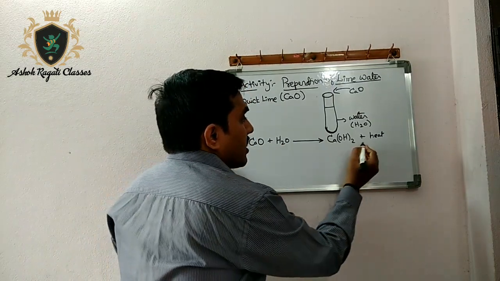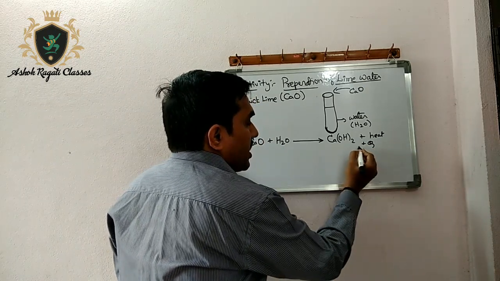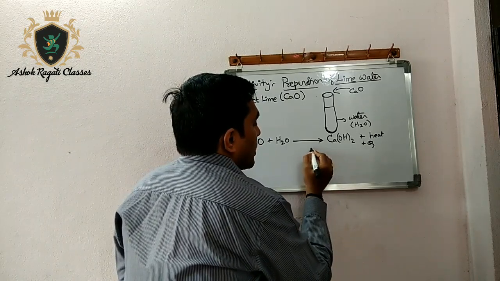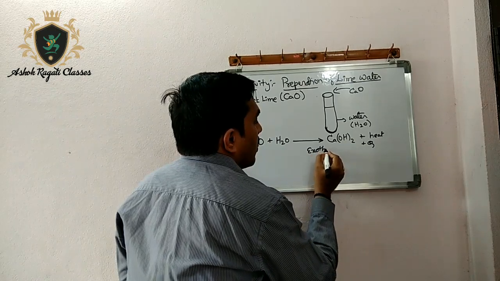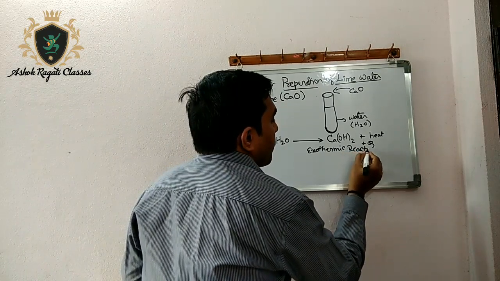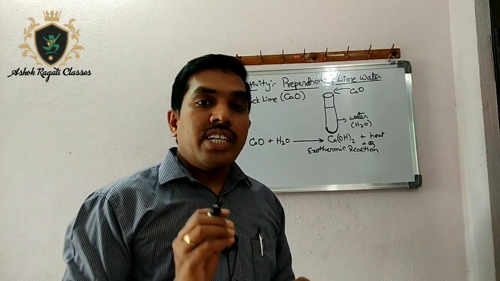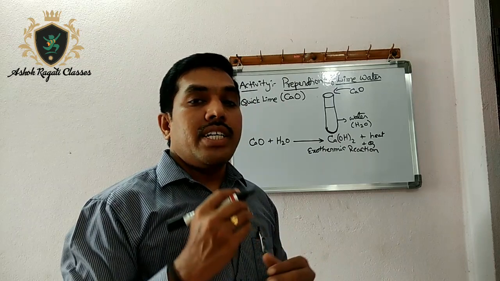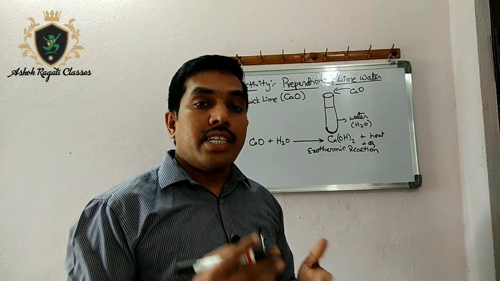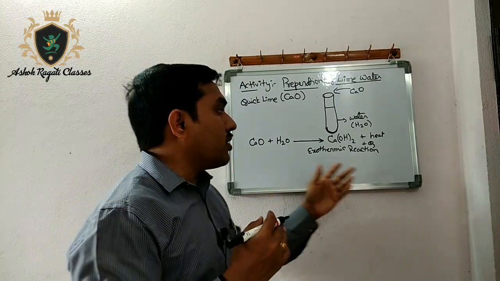In reactions where heat is liberated, heat is generally indicated with Q. So in this reaction, heat is liberated. This reaction is known as an exothermic reaction. In a reaction, if heat is released, that type of reaction is known as an exothermic reaction. Just like exit means going out, in the same way the heat is coming out of the reaction. So that is nothing but an exothermic reaction.